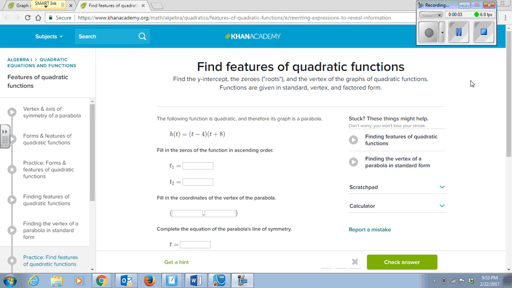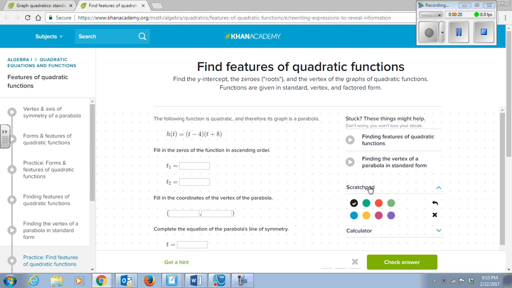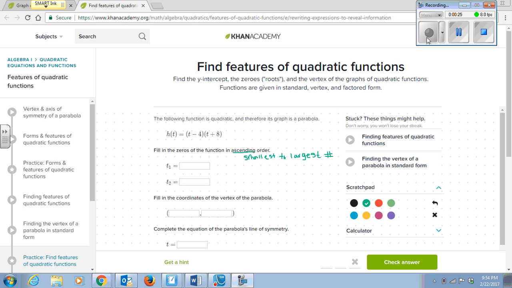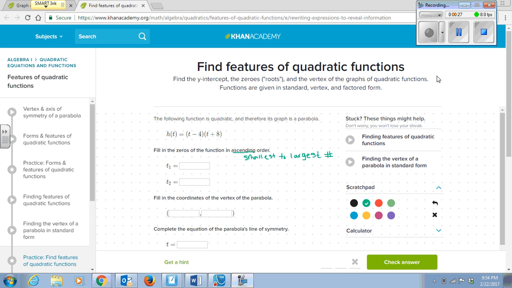Alrighty, to find features of the quadratic functions, this is what we've been practicing in your packet. So this is asking you for your zeros, so you should know that as your roots, x-intercepts, and solutions. So we need to find both of those. Now the word that you may not know is ascending right here. And that means increasing, so we're looking for the smallest number to the largest number.